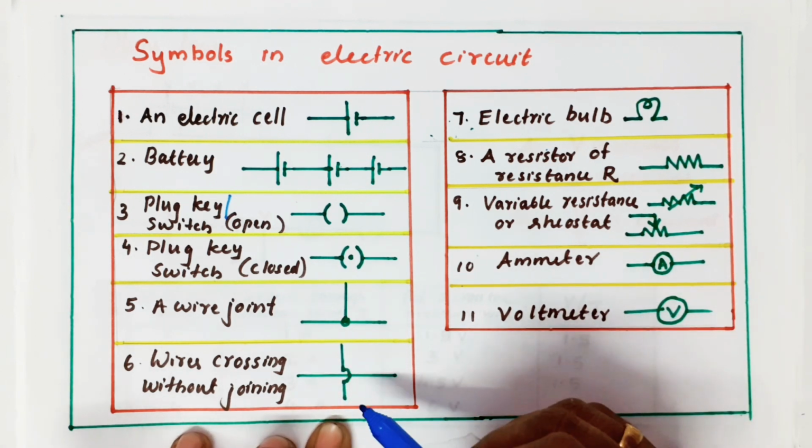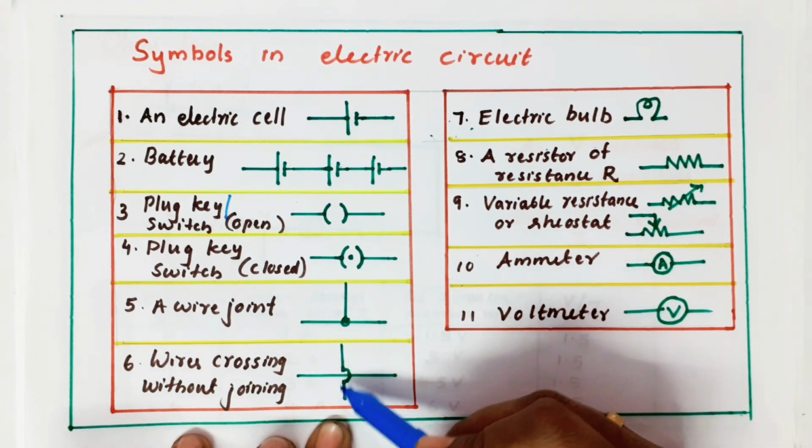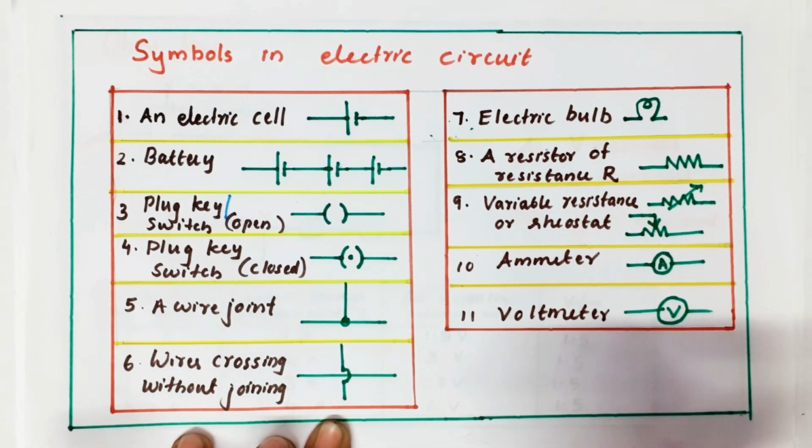In a few circuits, sometimes we need to join 2 wires, so you will keep this symbol. If you don't want to connect those, it is like a jumping. Remember, it is a jump. This wire is jumped over that, so there is no connection.